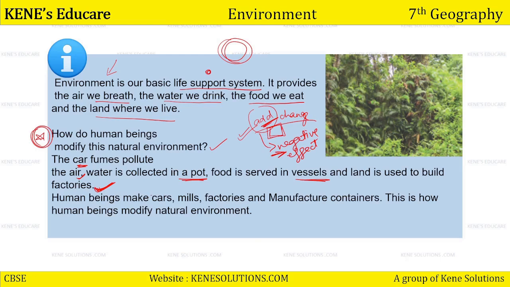Human beings make cars, mills, factories, manufacture containers. This is how human beings modify the natural environment. And these are all our needs, right? We need a car to travel. We need a mill to have produce. We need factories to manufacture the products. We need containers to store the products. That is why it is our needs because of which we are modifying the natural environment constantly. Okay.